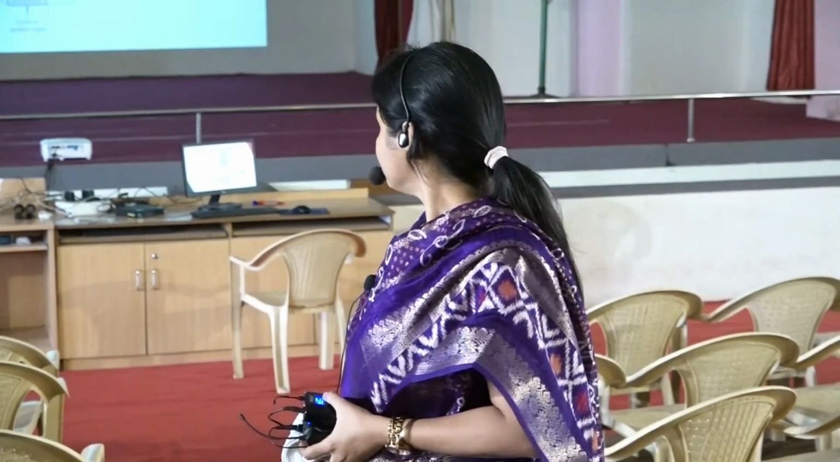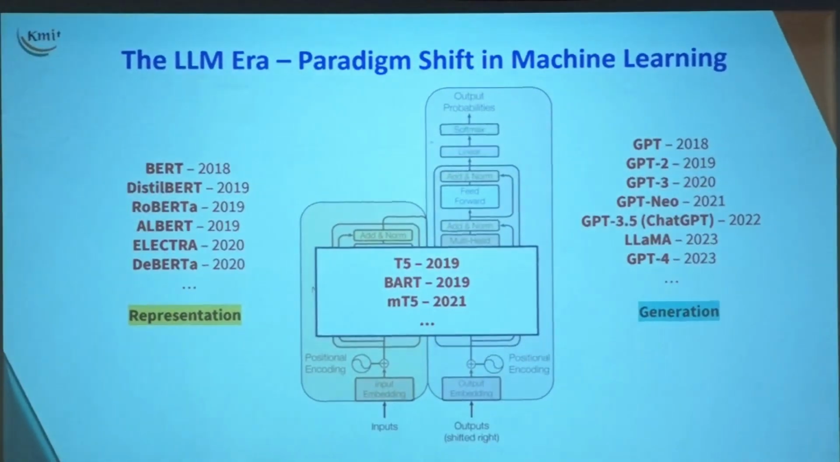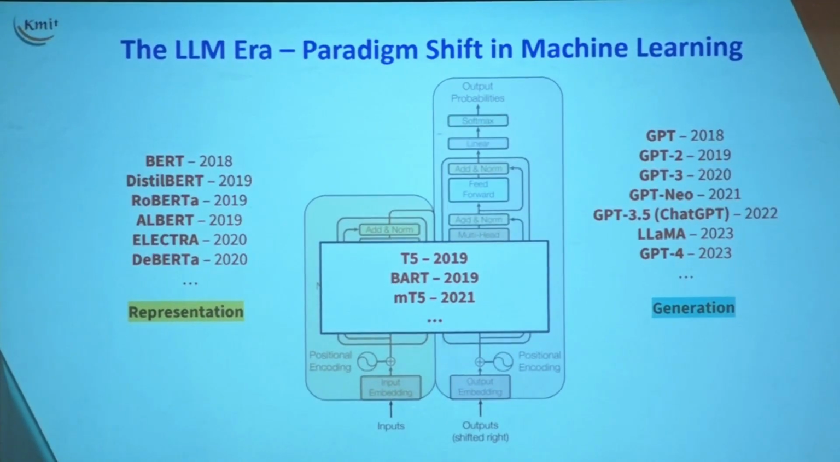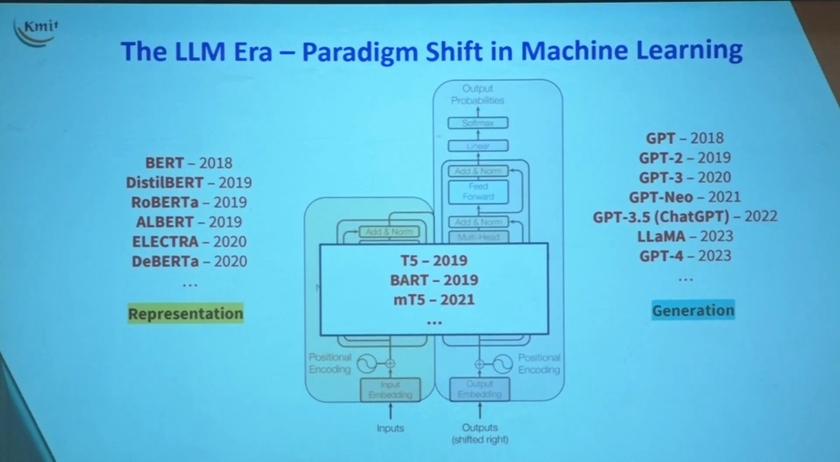Clear? Okay. So as you can see, the LLM era, or the paradigm shift in machine learning, has taken place something like this. In 2018 we have BERT, as I told you, different versions of BERT: DistilBERT, RoBERTa (Robust BERT), ALBERT.